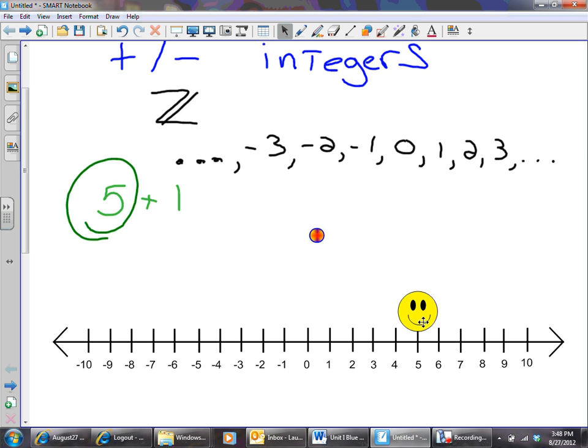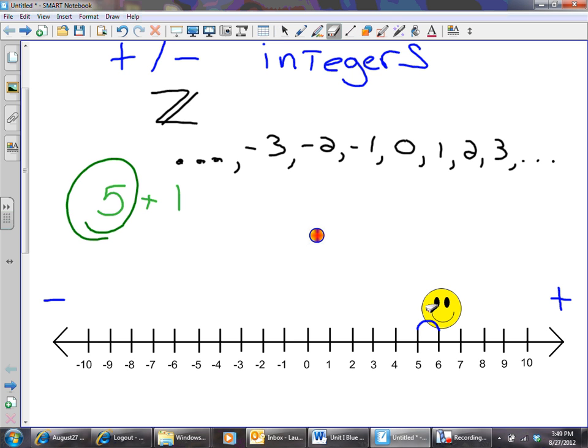Now, the problem is telling my smiley guy to move positive 1, or move 1 in the positive direction. Remember, the positives are to the right of the number line, and the negatives are on the left of the number line when you're considering 0 to be at the center. There really is no center because lines go on forever, but we can make 0 the center for the purpose of this lesson. I'm going to move him 1 space in the positive direction. Boing. There we go. He is at 6. 5 plus 1 is 6. That's one way to represent it.